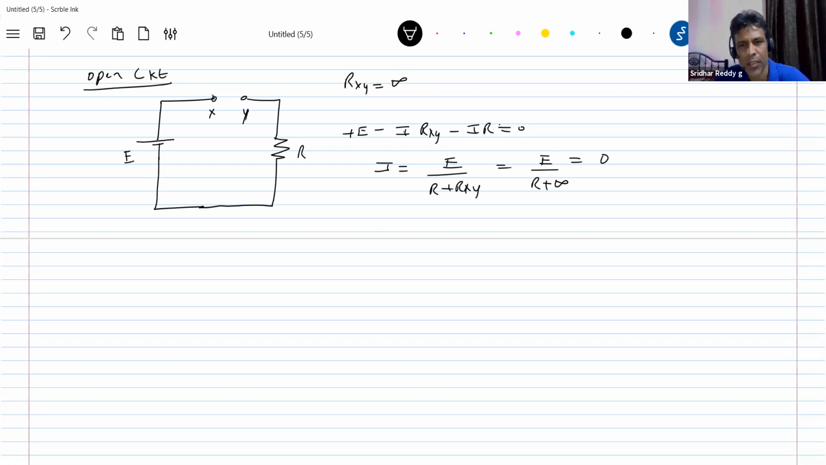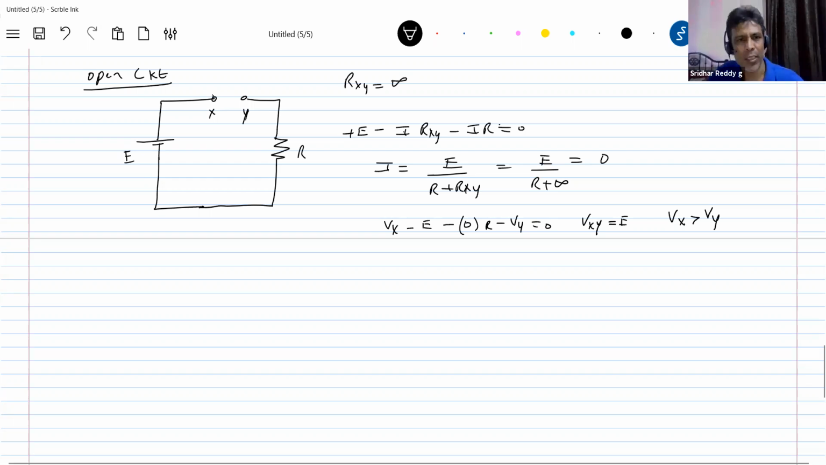Yes, there will be a potential drop. So you write the loop equation: Vx minus E minus 0 into R, no current, minus Vy equals 0. So what is Vxy? I'll get E. So with this, what does it show? Vx is greater than Vy. So look at the situation. There is a potential drop, but no current through it. This is called an open circuit.